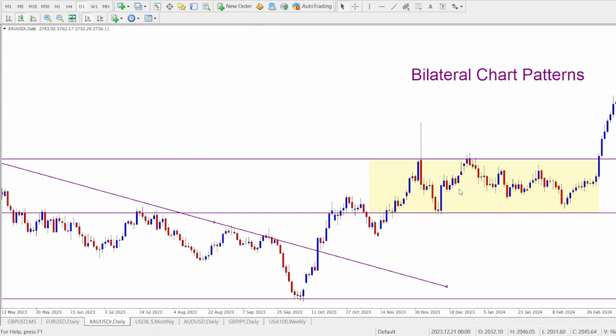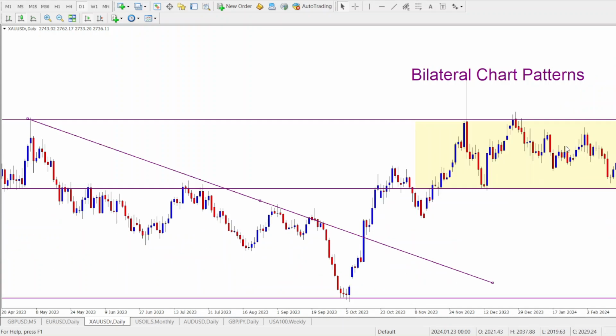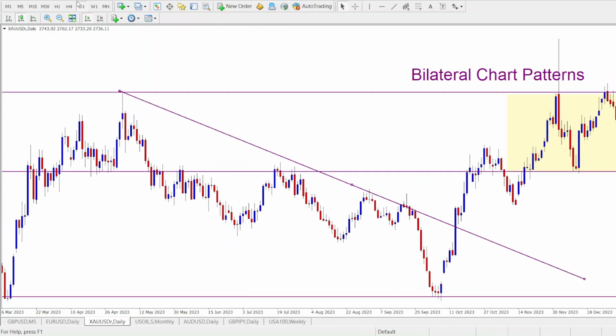And in the case of a horizontal consolidation, which is a rectangle, it shows that a breakout is probably going to happen anytime once the resistance is broken or the support is broken. And you can see in this case the resistance was broken and we had a valid breakout.